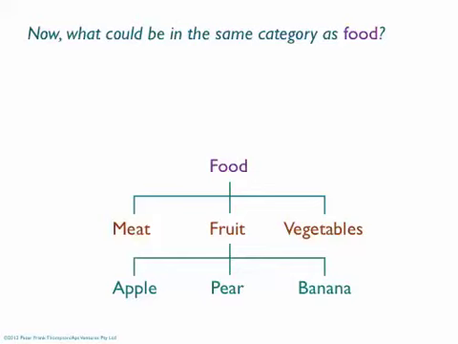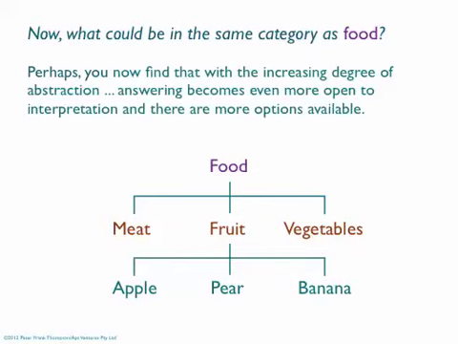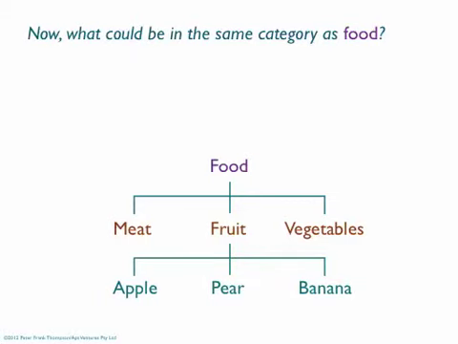Now, what could be in the same category as food? So it's getting more abstract now. You may have more options and it may take a bit more thinking to work out what would be in the same category as food, because we actually have to decide on the category first by going up another level of abstraction. One possible answer could be water and air.